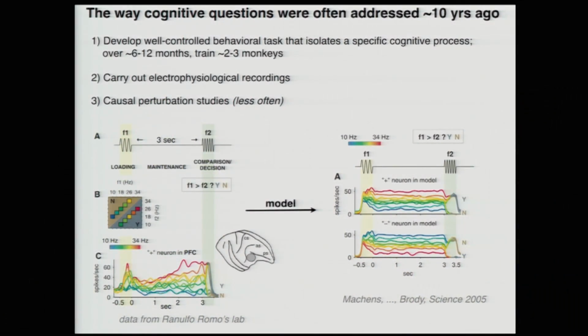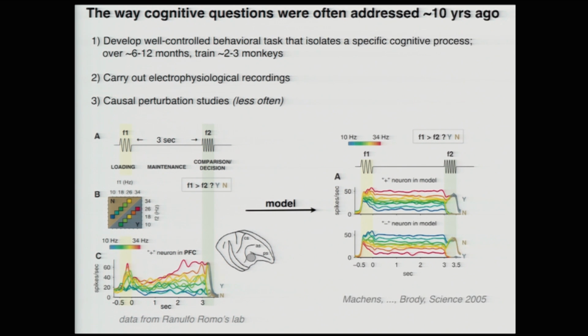And as a postdoc, I worked with Ranulfo Romo in Mexico, and he was doing some very beautiful experiments that I would describe as being in this style. And he was recording from monkeys that were performing a working memory task. And he got some beautiful data from prefrontal cortex and many other regions. And when I started my own faculty job as a computational neuroscientist, I was very interested in trying to produce neural network models of how this kind of activity came about. And we produced such a model.